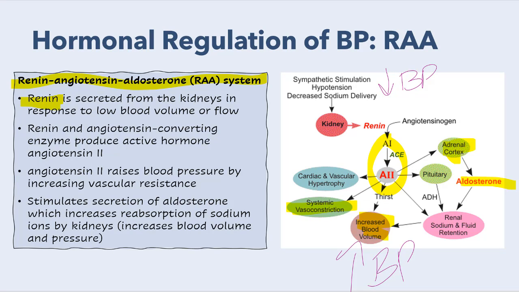So if you don't have enough sodium to begin with, then the body will not be able to retain as much water as it's supposed to. That is what the trigger was initially. So that's the renin-angiotensin-aldosterone system.